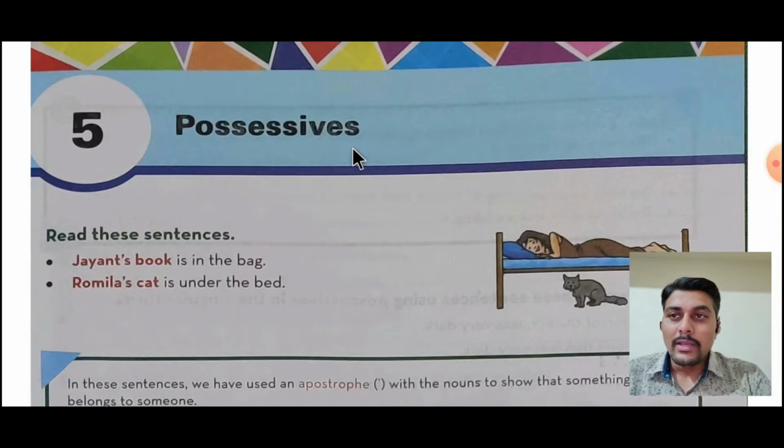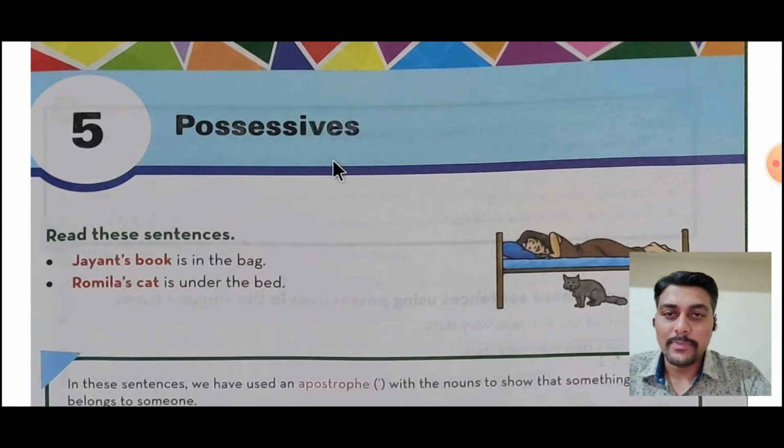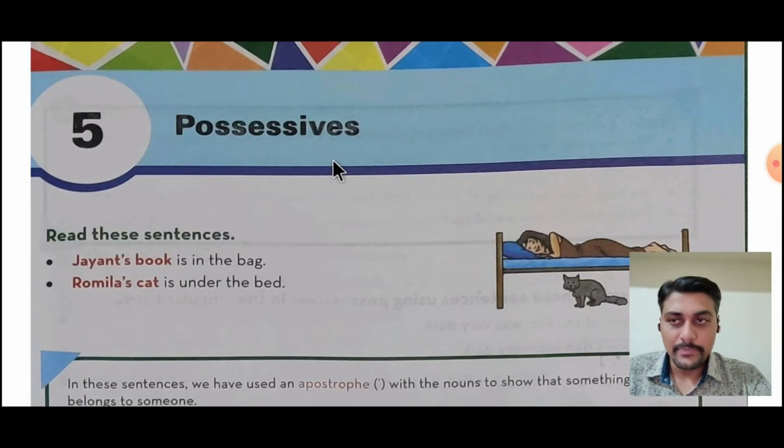Now let's start chapter number 5 with the title Possessives. Dear students, possessive means मालिकाना, that is called possessives. Here we have to use this word because of the noun's possessiveness, so different nouns and their possessiveness towards different things.